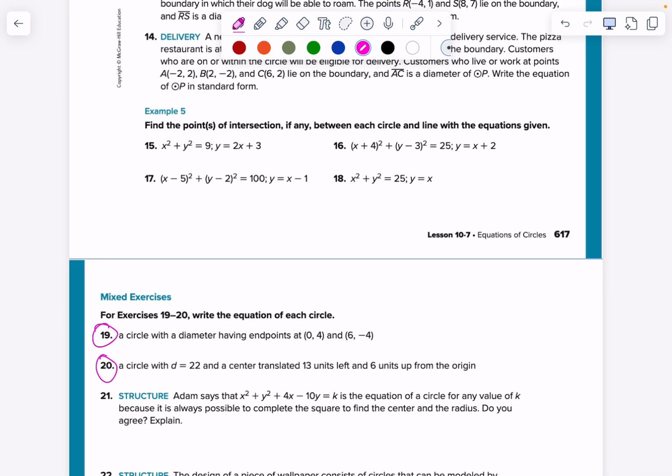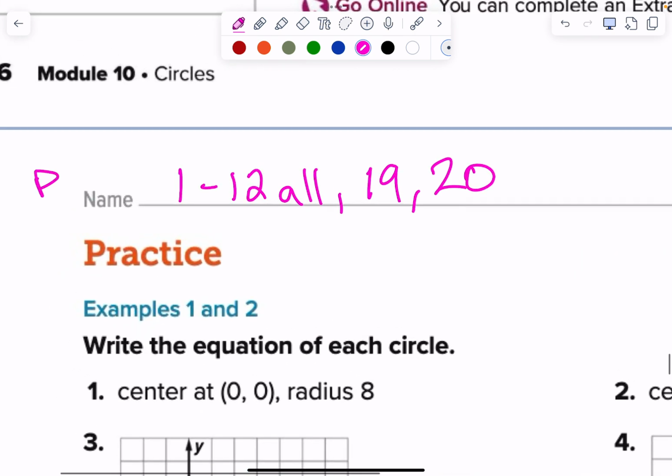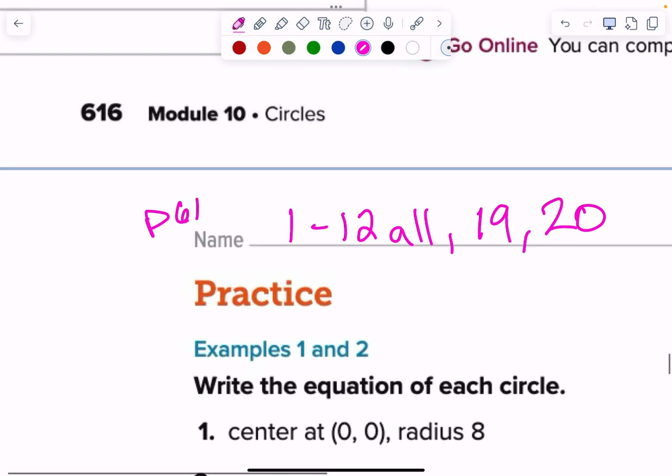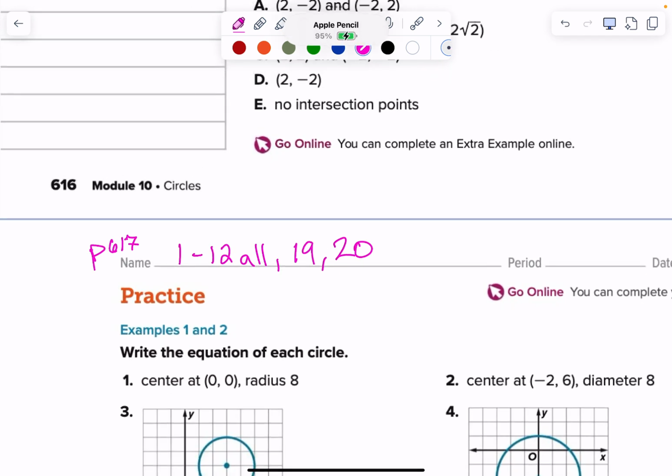And 19 and 20. Okay, 1 through 12 all, 19, 20. Page 617. 1 through 12 all, 19 and 20.